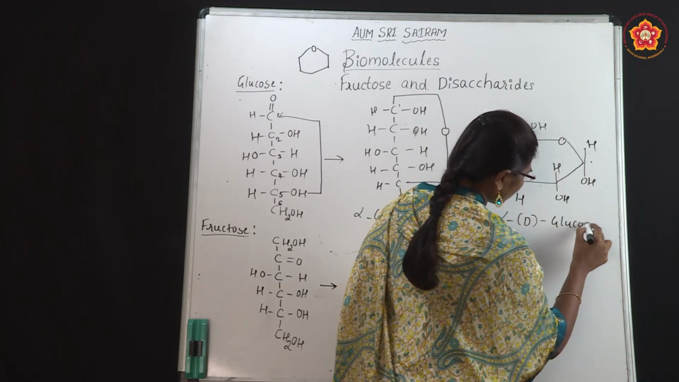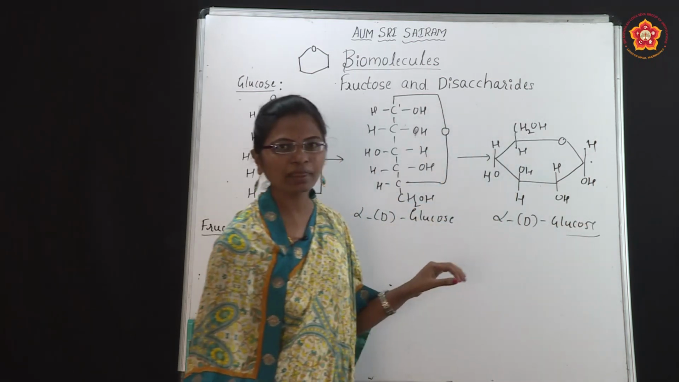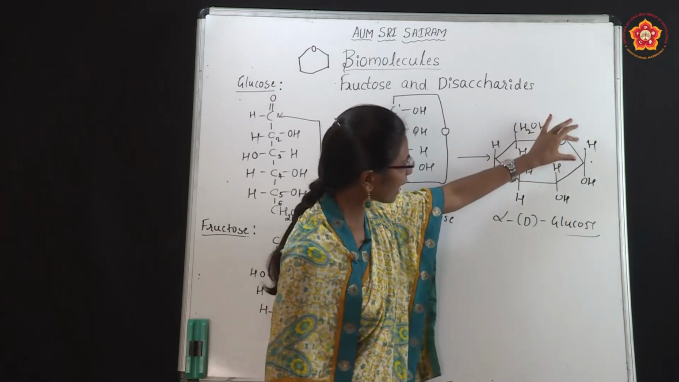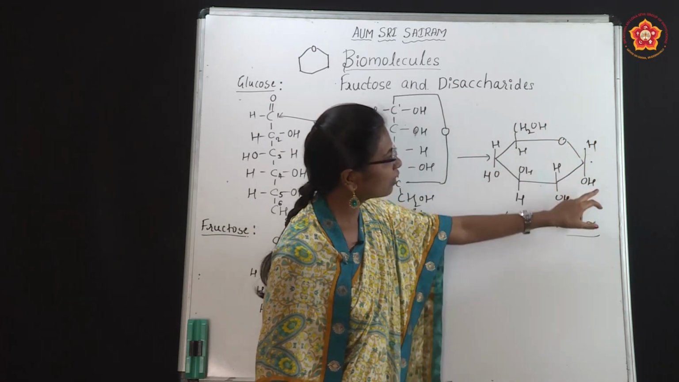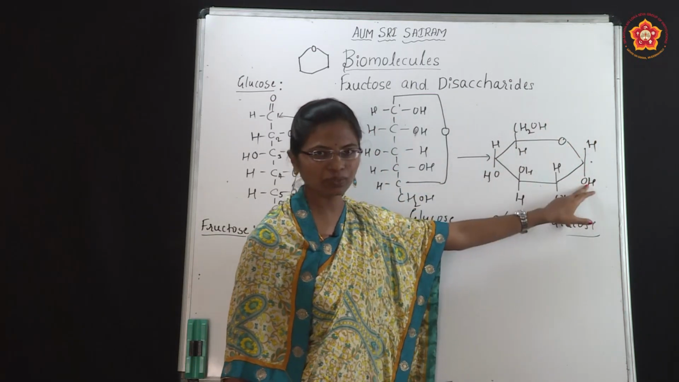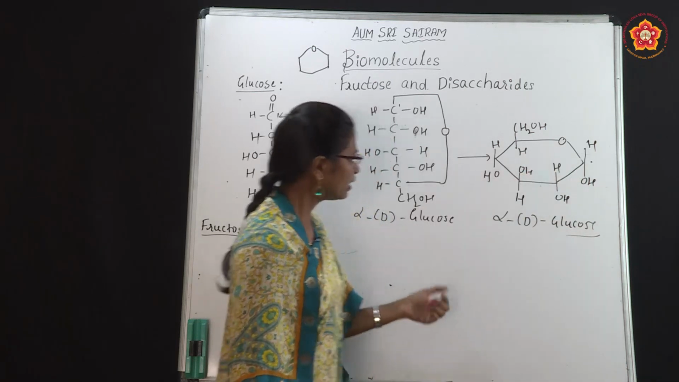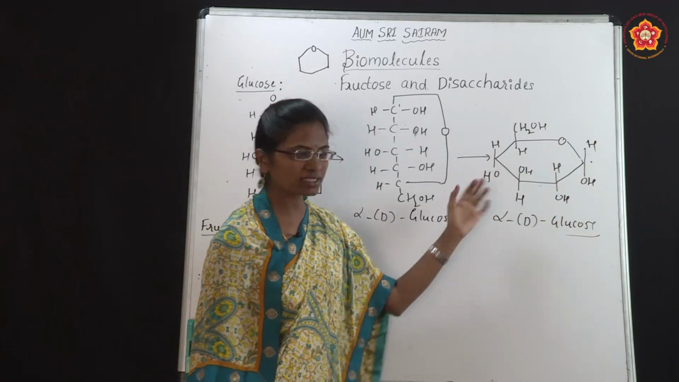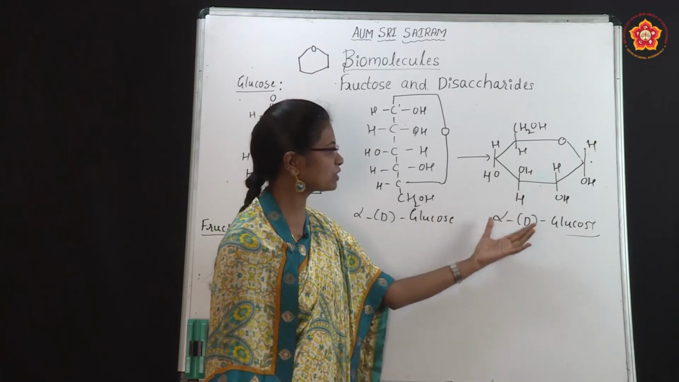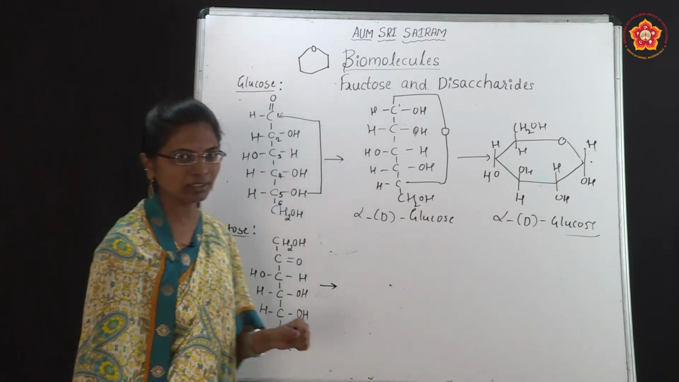So how will we write beta D glucose? For beta D, at carbon atom 1 the positions of OH and H will change, it is the opposite. So this is alpha D glucose. Just remember this structure, because we will use it again in the next concept.